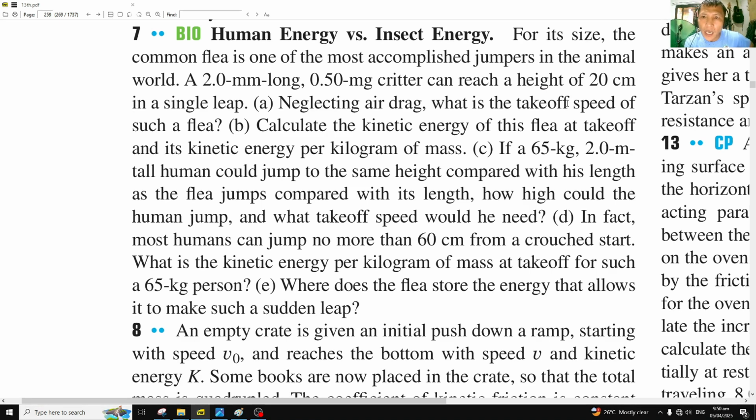So, for speed, you can of course use kinematics, but with these topics, you only have to calculate the change in potential energy. What is the takeoff speed? Relating potential energy to your kinetic energy, that is conservation of mechanical energy. So, let's plug in that equation first.